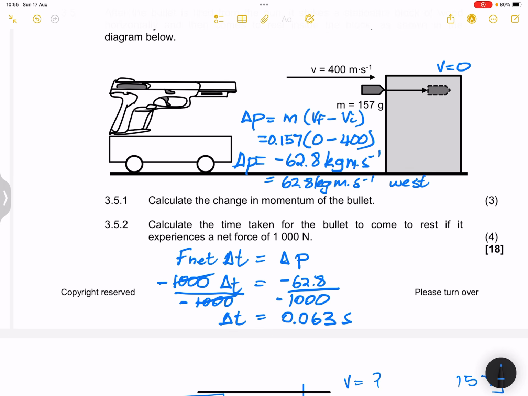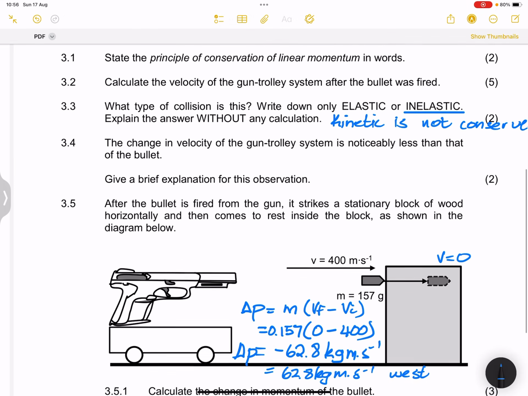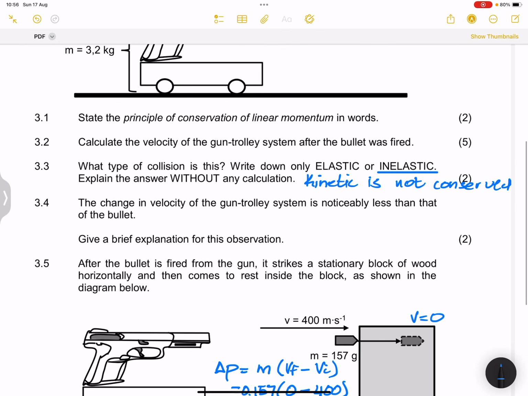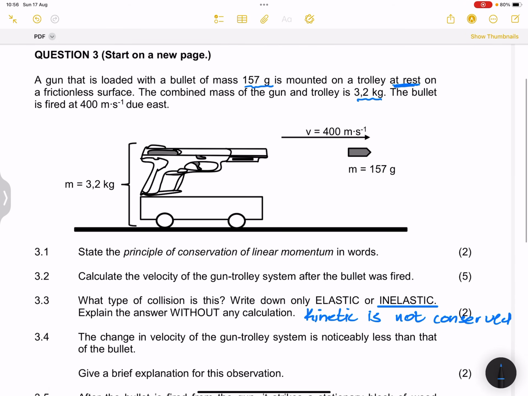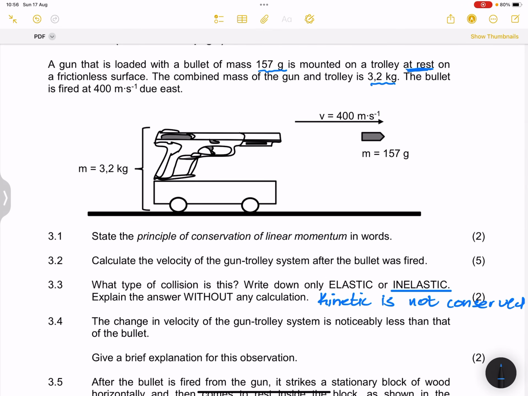That is going to be the time that it takes for the bullet to come to rest. Ladies and gents, that would have earned you 18 marks in total. And I think this is one of those sections that you need to make sure that you get those full marks. Well, that brings us to the end of this question. I hope that you were able to follow. From me for now, I'll see you guys again next time when we do question 4. It's sharp, sharp.